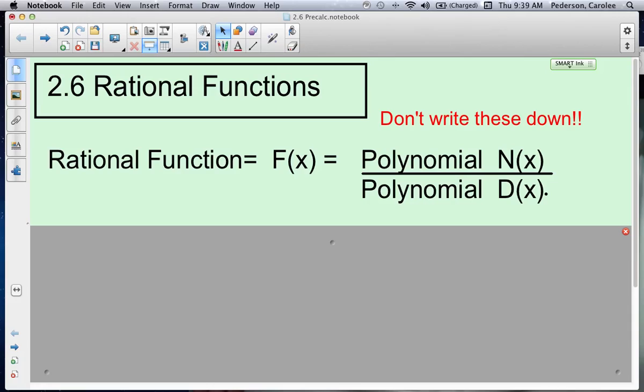The first thing is just explaining what a rational function looks like. It is a polynomial in the numerator divided by a polynomial in the denominator. Don't need to write that down. We covered these in Algebra 2 in Chapter 8.